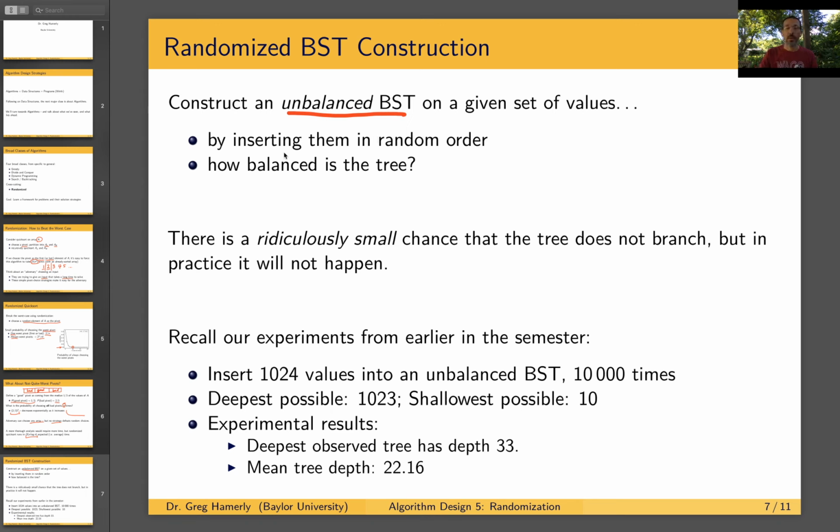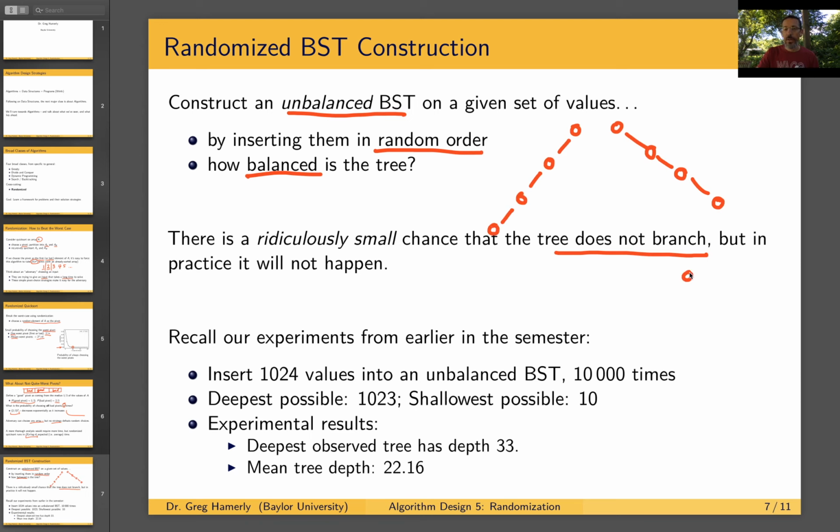But we do it by taking the data that we want to insert, if we know upfront all the data we want to insert, and then we shuffle them and insert them in random order. So if we're given the numbers 1 through 10, we might insert them in any randomized shuffled order. And then we ask the question, without explicitly balancing the tree, how balanced did the tree become after we constructed it? And there is a small chance, a ridiculously small chance, that the tree does not branch. In other words, that the tree ends up looking like this, right? Or conversely, it ends up looking like this, right? Both of those, and so on.